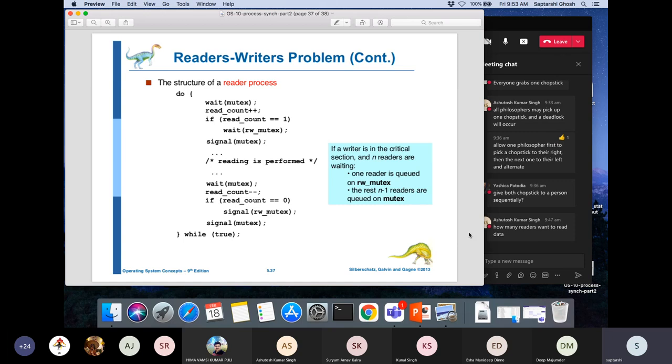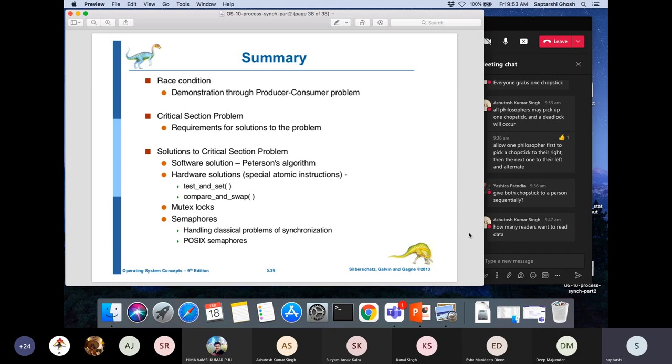Right. So basically that is the discussion. So this is a summary of all what we discussed. We discussed race condition. We demonstrated it through a small problem. The race condition typically happens because of two reasons.